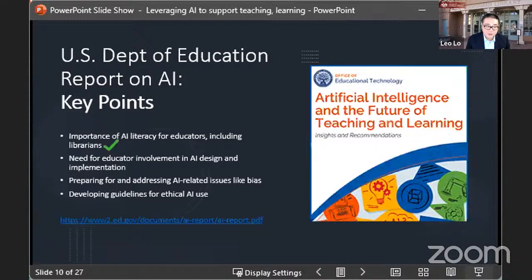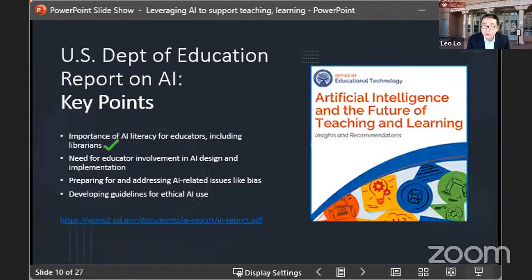First of all, is the importance of AI literacy for educators, including librarians. This report highlights the need for all educators to have AI literacy. This involves understanding how AI systems work, their applications in education, ethical implications, and the ability to engage in dialogue about AI. And also, there's a need for educators to get involved in AI design and implementation. The report advocates for active involvement of educators in all stages of AI tool design, development, adoption, and management. Our insights as users can enhance relevance and effectiveness.